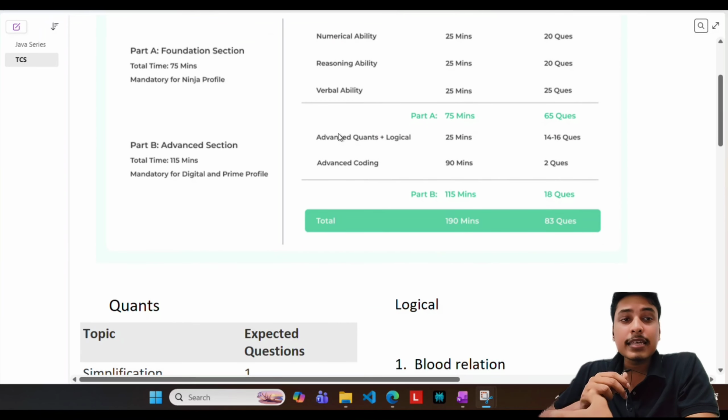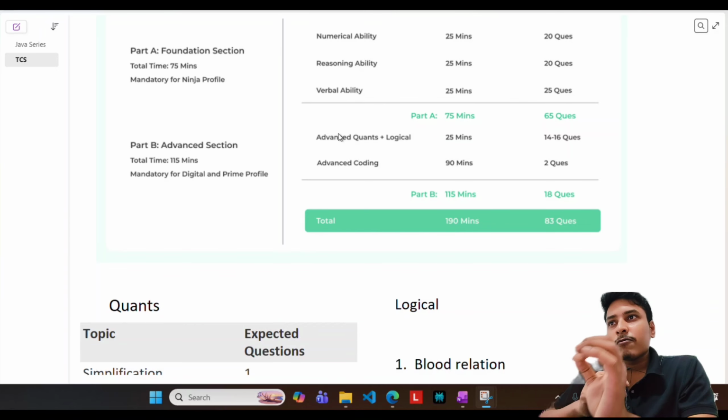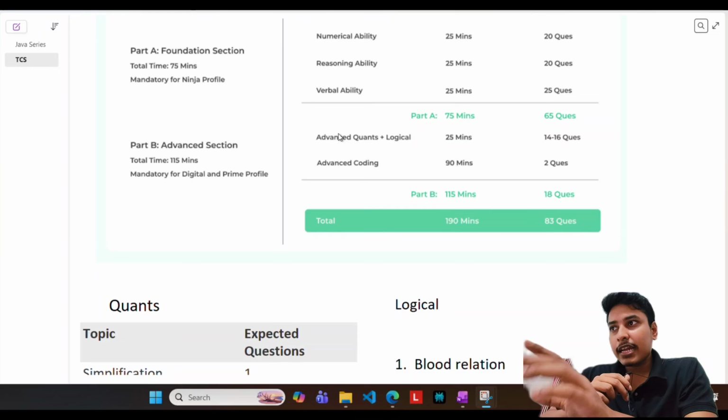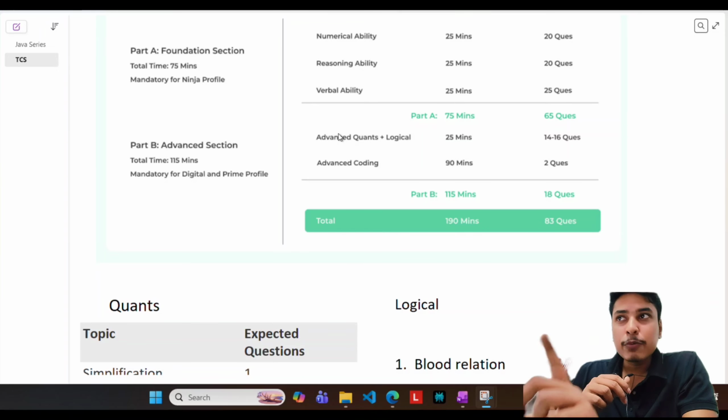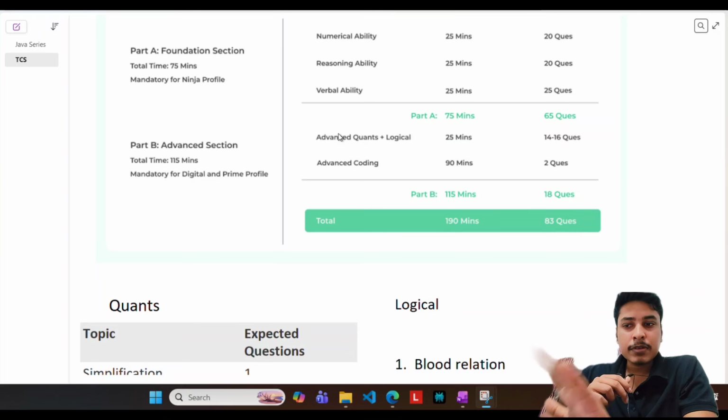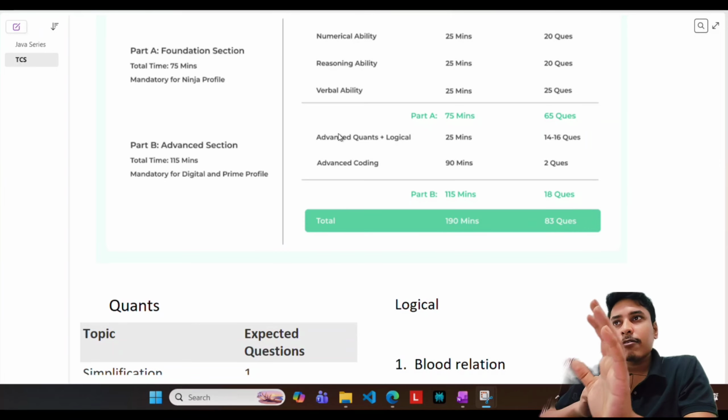Then comes the reasoning ability. Here also 25 minutes are allotted for 20 questions. So from 20 questions, we have to answer 10 questions in 20 minutes. Reasoning is much easier than numerical ability, because the numerical ability part is harder. In the foundation section and the advanced section, the hardest part is numerical ability. So we first answer the 10 questions of numerical ability in 20 minutes, then the rest of the questions will be answered in 5 minutes.